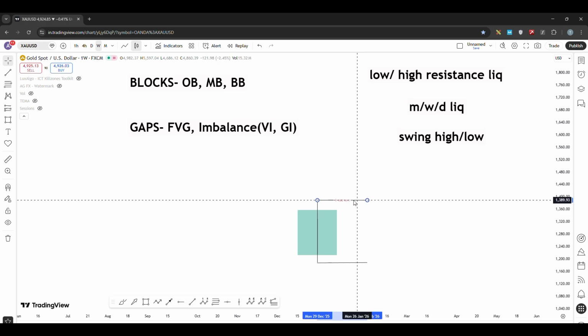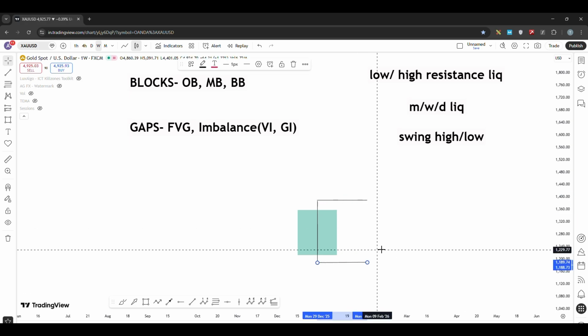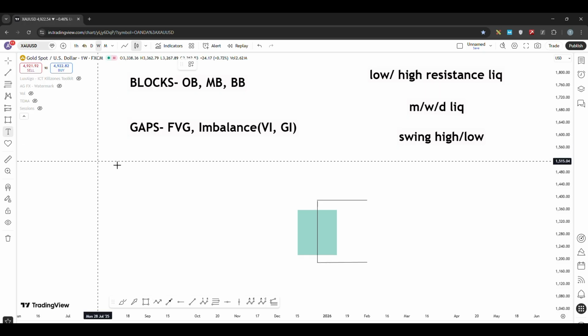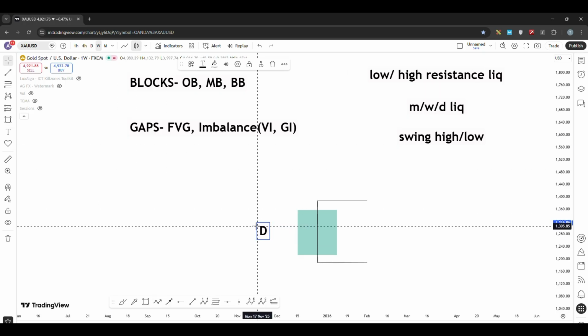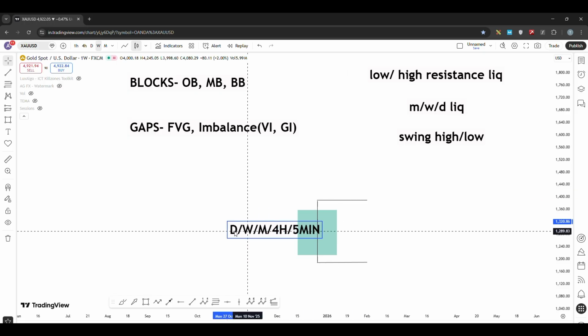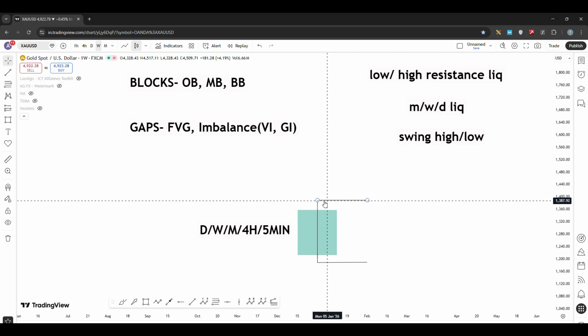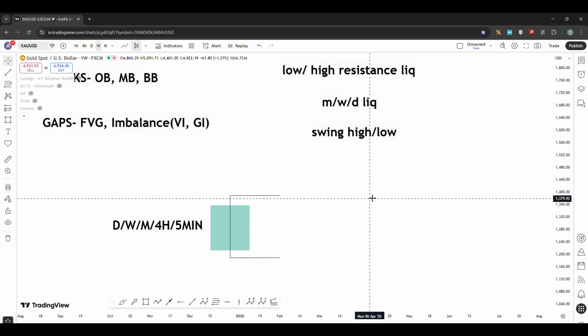Both the high and the low of any candle, it doesn't matter the time frame, whether it's a daily candle, a weekly candle, monthly or 4 hour or 5 minutes, it doesn't matter at all. Whatever time frame it is, every candle's high and low act as points of liquidity, and these are very important points. Another way of finding liquidity is whenever you see swing highs or swing lows.